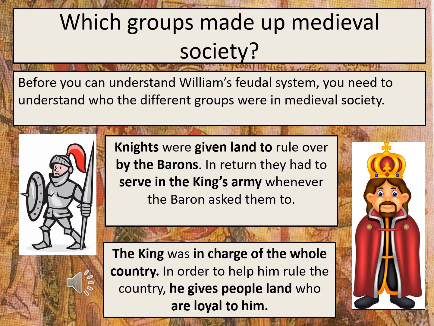Also part of our medieval society were the knights. The knights were given land to rule over by the barons. In return, they had to serve in the king's army whenever the baron asked them to. And finally, we have the king. The king was in charge of the whole country. In order to help him rule the country, he gives people land who are loyal to him.